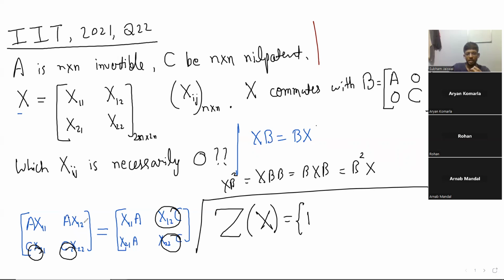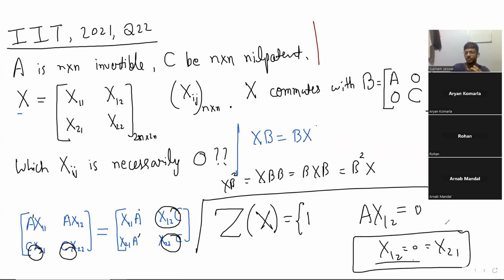So now a times x12 is equal to 0. Now you use that a is invertible. This a will become a prime, but it is still invertible. Power of invertible is invertible, the set of invertible things forms a group. So a x12 is 0. This implies x12 is 0 because a is invertible. And similarly, x21 is 0. You can see, right? That's it.